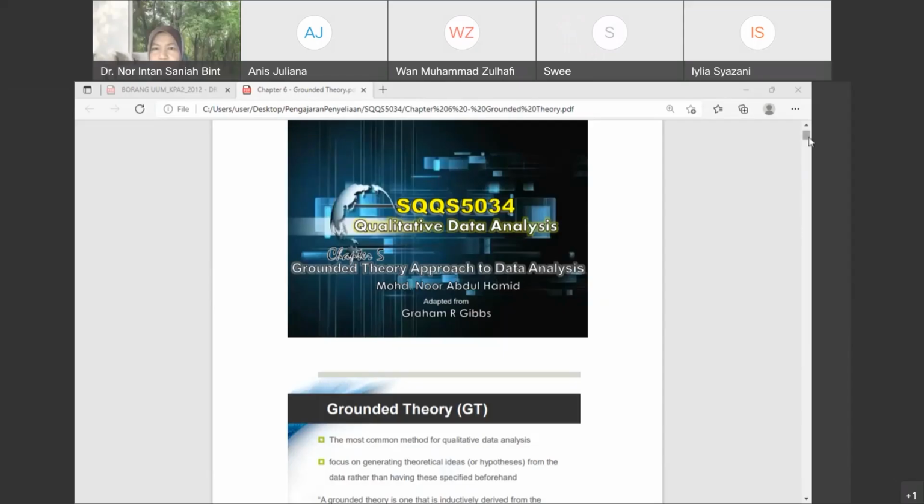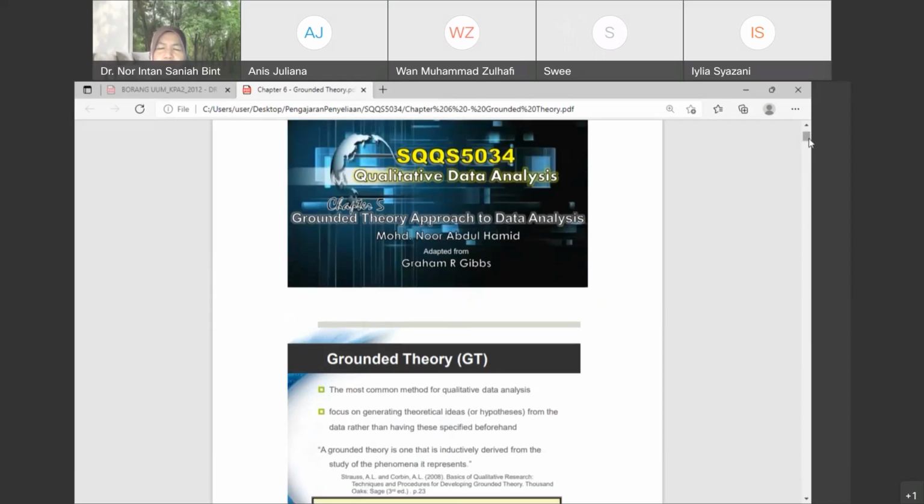So today we will go to chapter 5, maybe considered as the last, not really last. We have another one as a purely last one, but this one is quite another approach. Besides case study, it is grounded theory. Maybe you have heard of this approach, or maybe it is your first time hearing it.